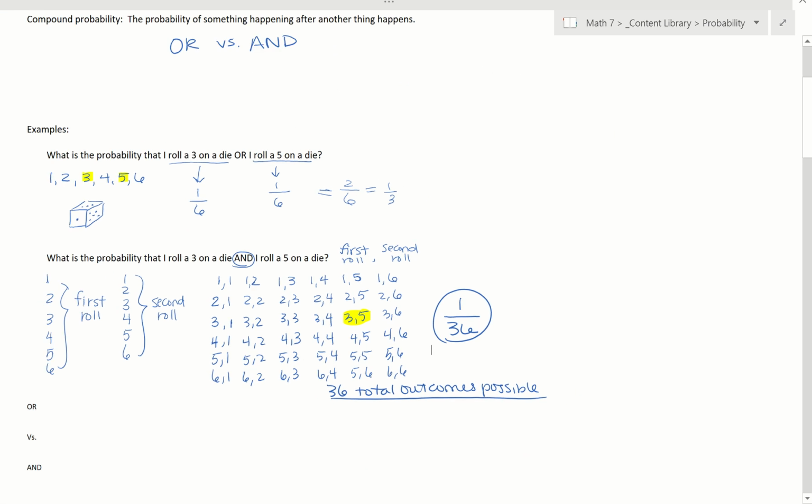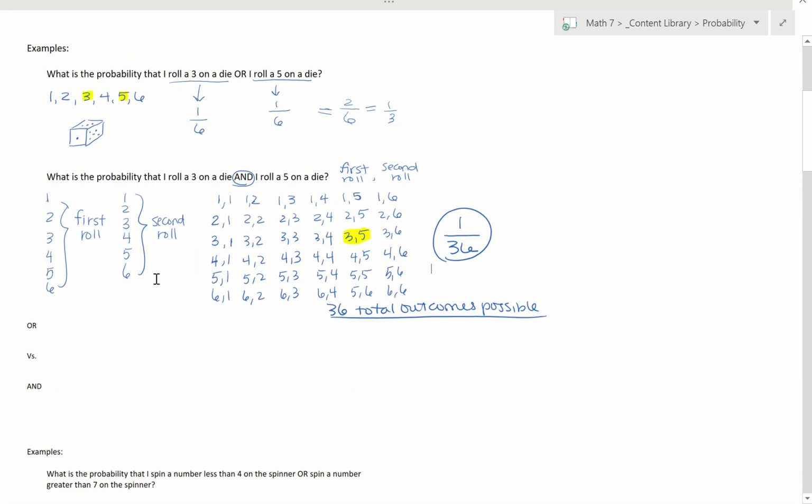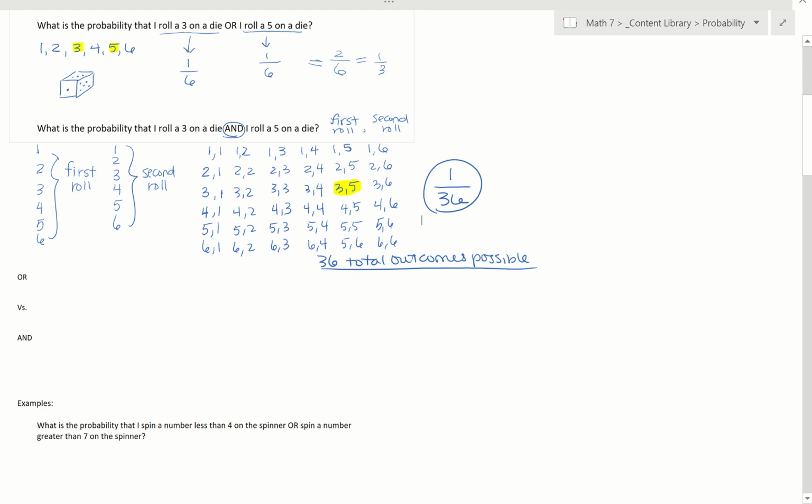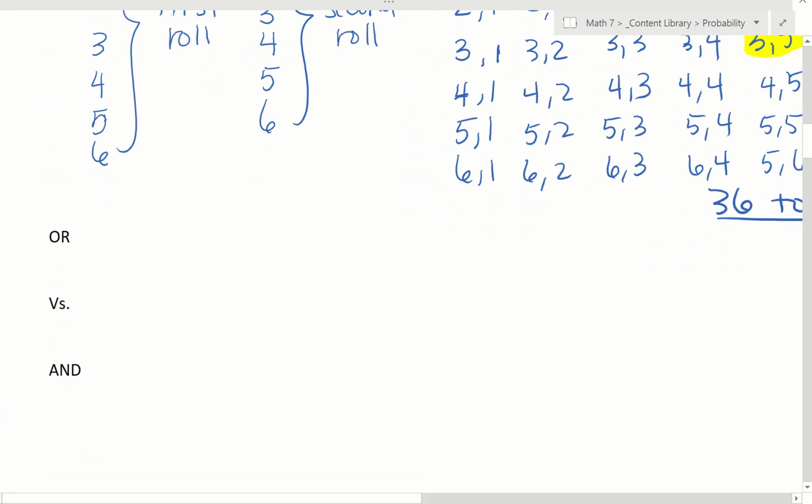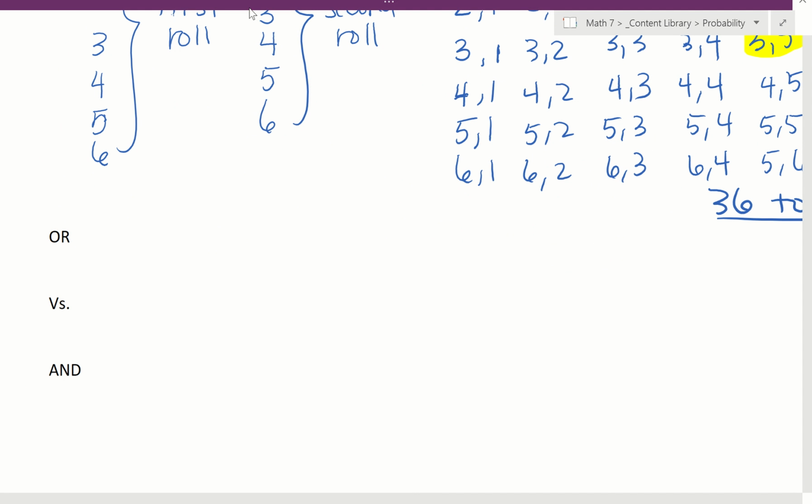Okay? So, I know you're wondering, what is a faster way for us to do this? So I'll tell you. To get from 1/6 on the 3 and 1/6 on the 5 to 2/6, that means that if I have the word or, I'm going to add my two fractions.